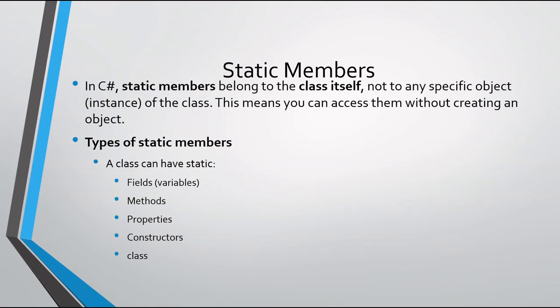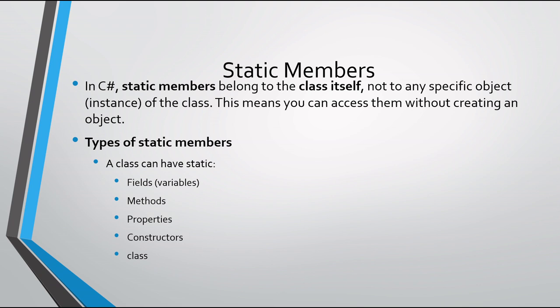Everyone, welcome again. Today's topic is static members in C#. A lot of interviewers ask this question: what are static members? The simple definition is static members belong to the class, not to any specific object or instance. This means you can access the static members without creating an object.